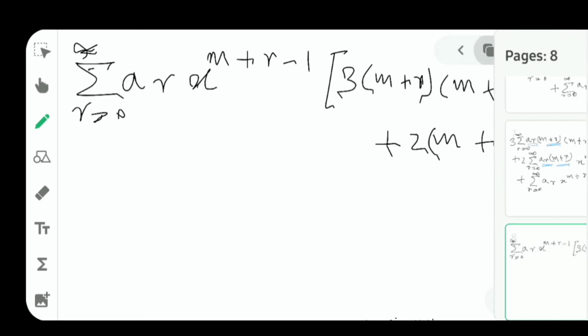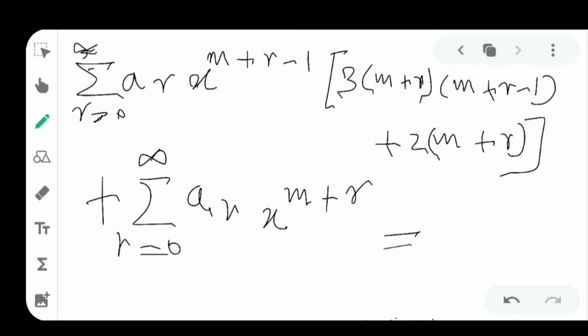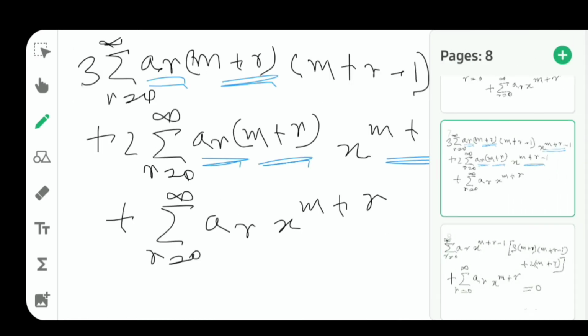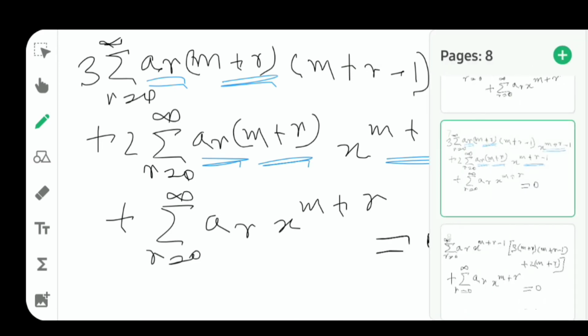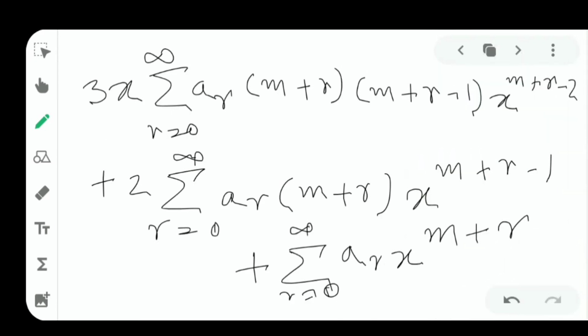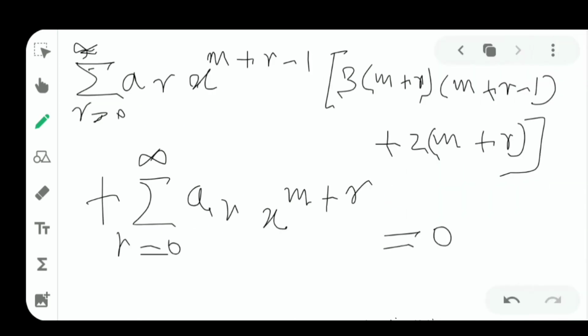Plus summation r equals 0 to infinity of a_r x to the power m plus r, which is equal to 0. I forgot to write the 0 here. Please put equals to 0. Okay, now it is fine.